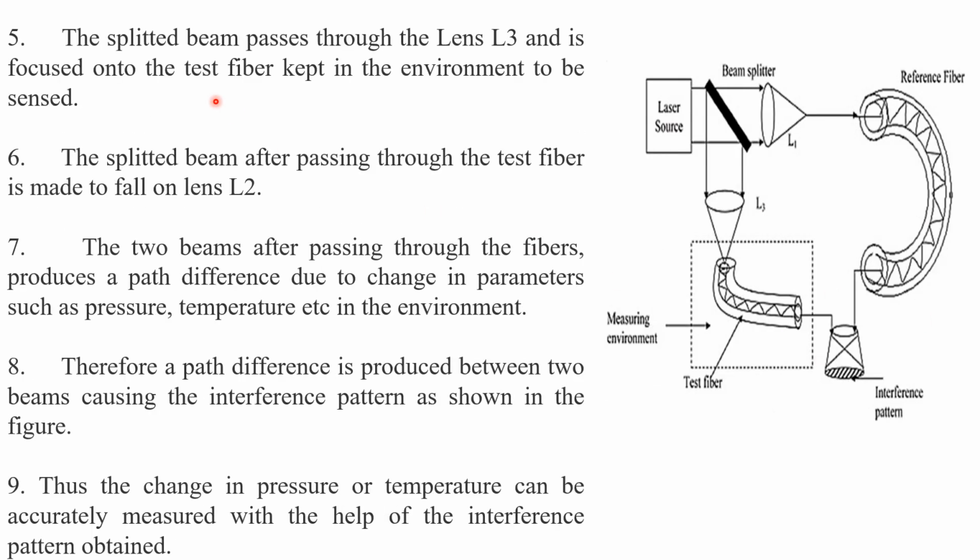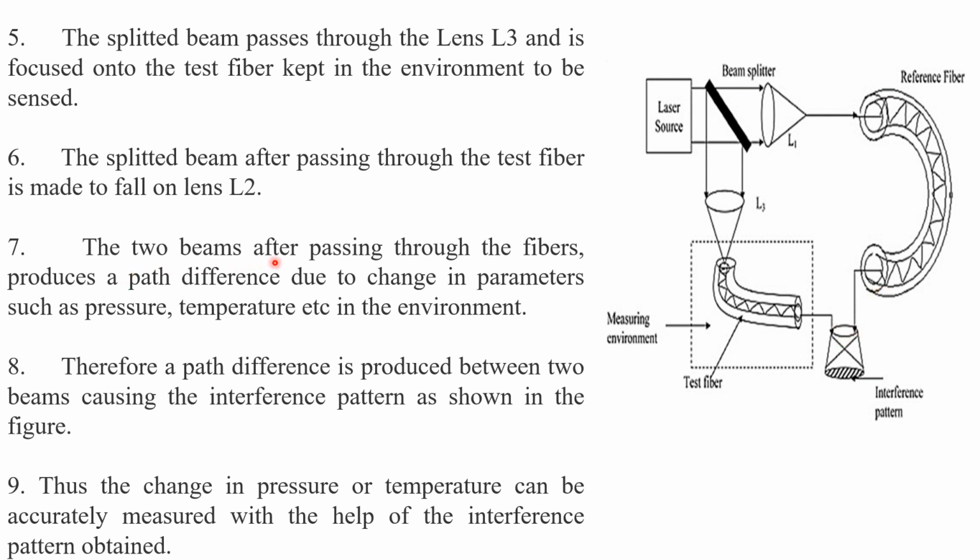Next, the splitter beam passes through L3 and is focused onto the test fiber kept in the environment to be sensed. The beam, after passing through lens L3, passes through the test fiber, undergoing total internal reflection, which is kept in the measuring environment. In the measuring environment, we may be noting the temperature changes, pressure changes, etc. Now the split beam, after passing through the test fiber, is made to fall onto the lens L2, as with the reference fiber.